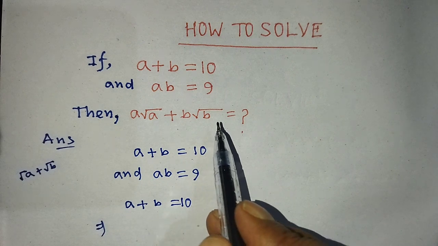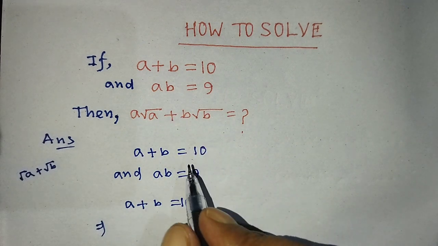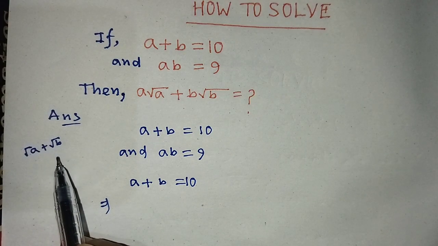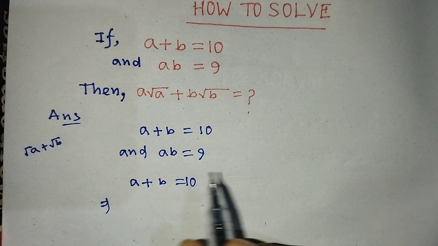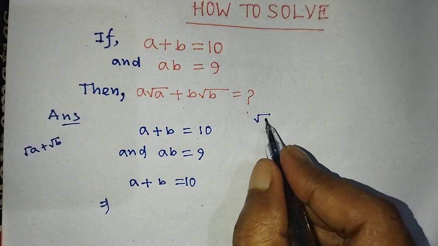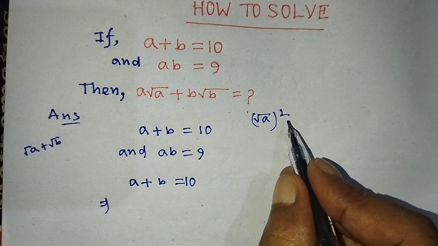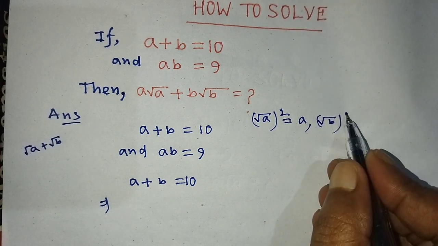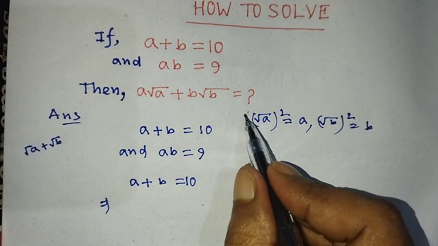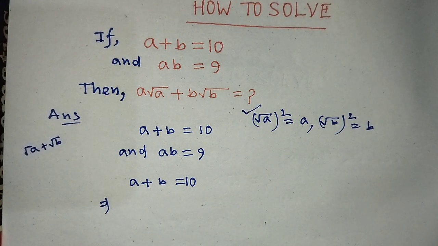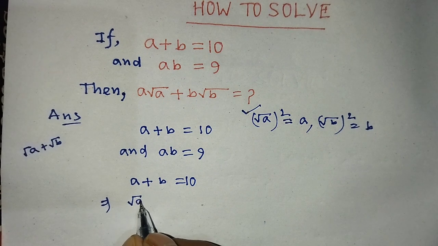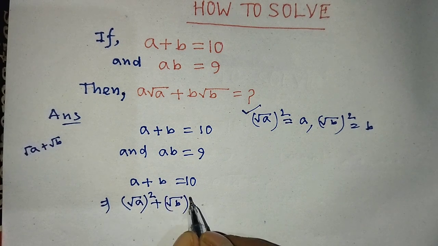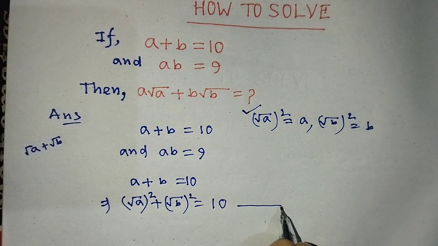So student, to find the value of this algebraic expression from these two equations, first of all we have to find the value of root a plus root b from these two equations. We know that root a whole square is equal to a and root b whole square is equal to b. So we have to apply these rules on the LHS of this equation. We can write root a whole square plus root b whole square is equal to 10. So this is equation number 1.